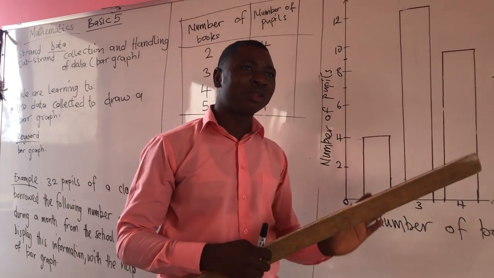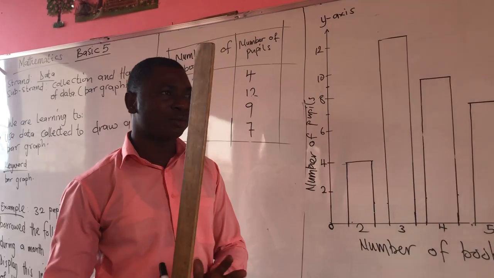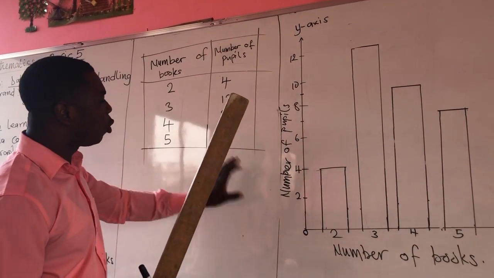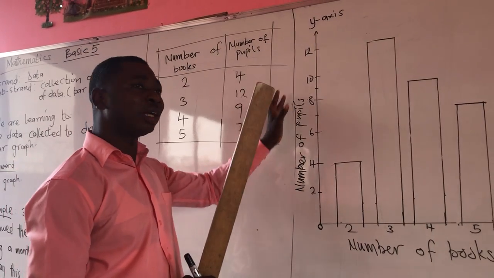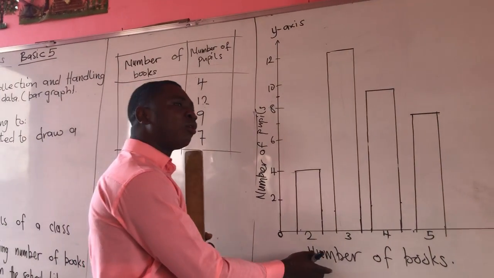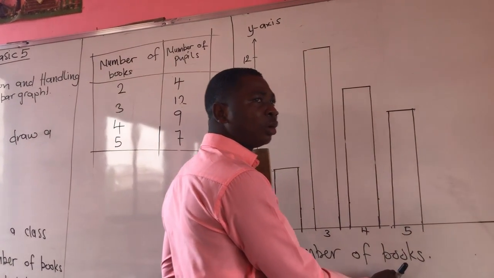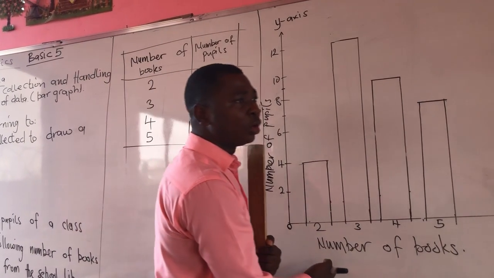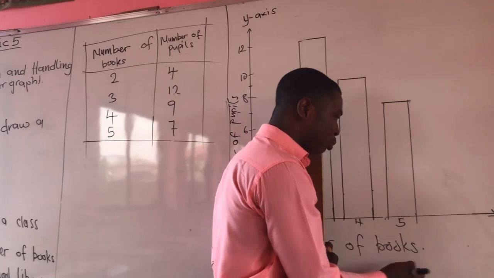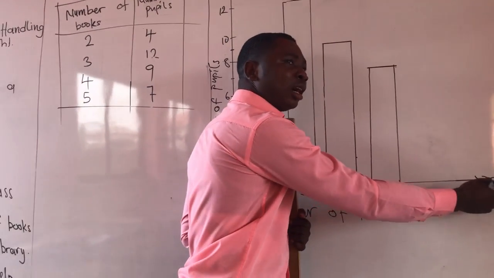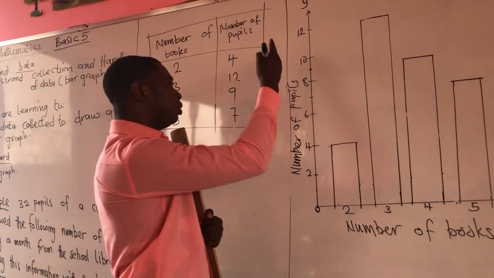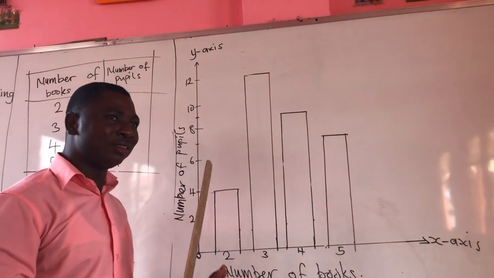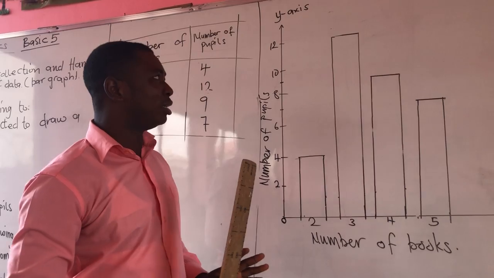Use the graph book or the graph sheet to draw the bar graphs using the information given. Always indicate your number of people on the vertical side, and the number of books on the horizontal side. That's under the x axis, and for the y axis, number of people. So just indicate that, and you can draw your bar easily.